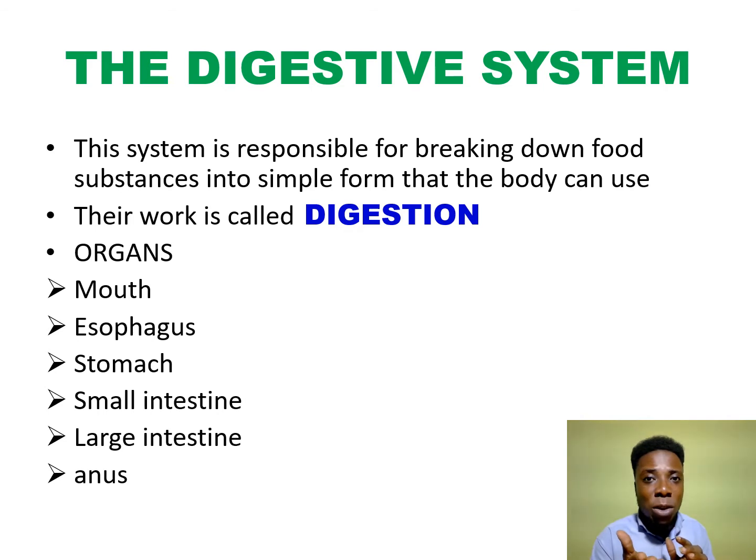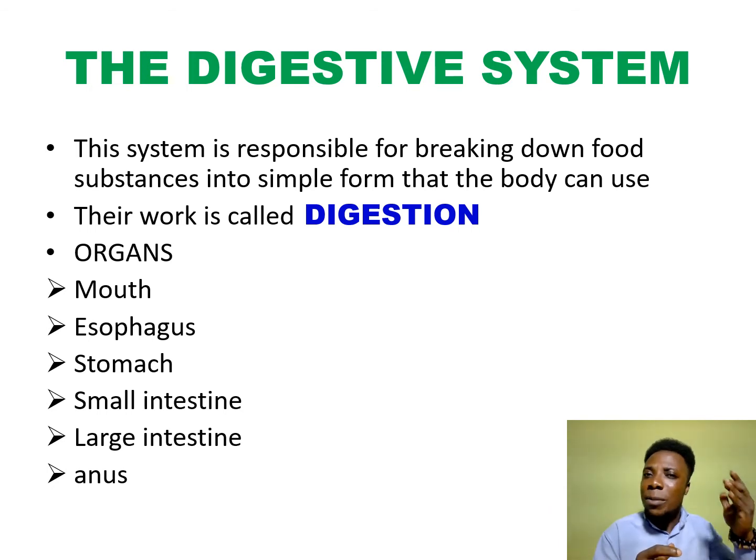So the digestive system, what do they do? They break down food substances into simple form. And as they are breaking down the food substance, it is called digestion. Let's quickly look at the organs that help in digestion. Which organs break down food substances? One, the mouth. Digestion starts from the mouth. Apart from protein foods, all the other food nutrients you can mention, the carbohydrates, vitamins, digestion starts at the mouth. Only protein foods don't start digestion from the mouth. But the rest, carbohydrates, fats and oil, water, minerals, vitamins, they all digest starting from the mouth.